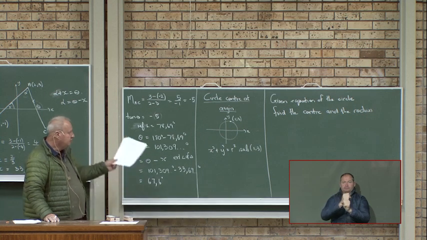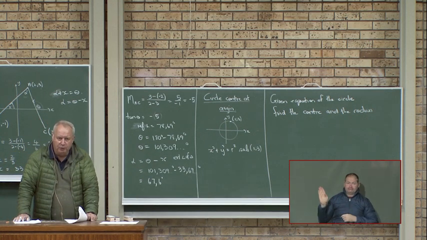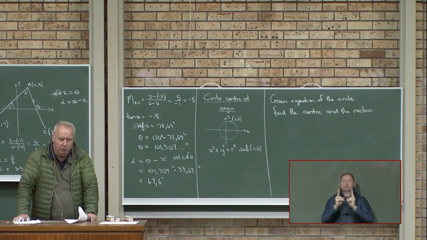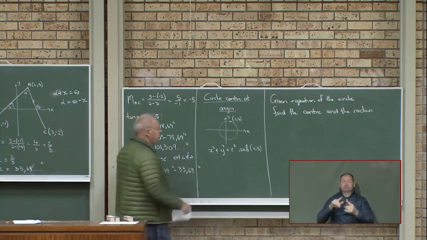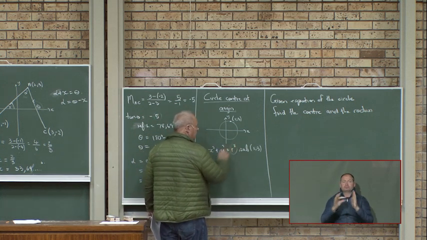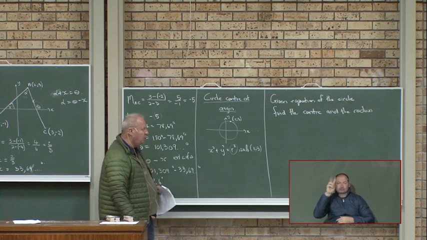Right. In this case, people, this is the grade 12 work. You need to know that the circle could be at the origin, and the formula for that is x squared plus y squared equals r squared. I just need to find the value of r squared, then I've got the equation.